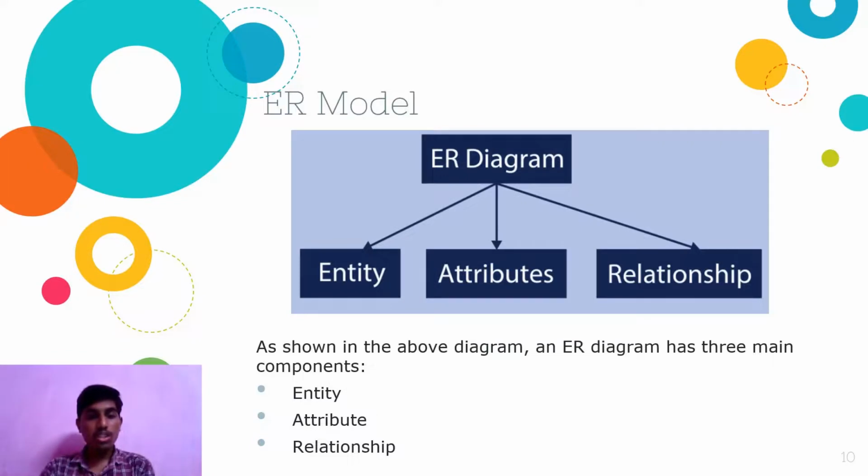As shown in the above diagram, an ER diagram has three main components. They are entity, attribute, relationship.